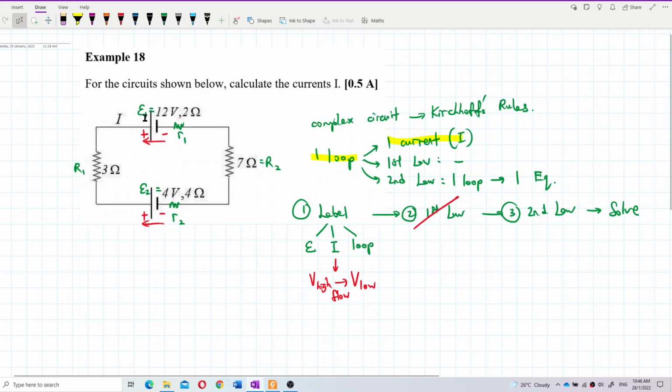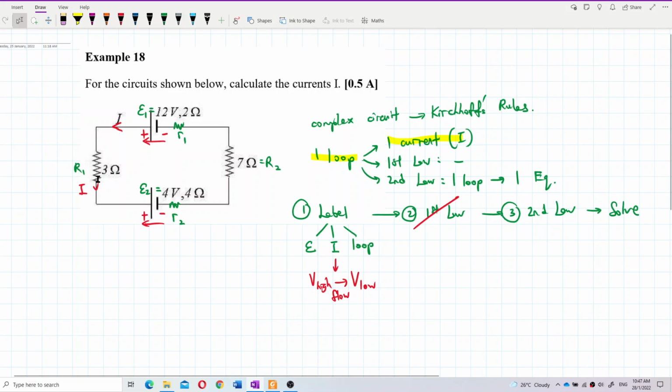So I can say that the current normally follows the bigger EMF. The current direction always follows the direction of the bigger EMF rather than the direction of the smaller EMF. So the current should flow in the direction of E1 instead of E2. Okay, so this is the direction of the current. It's being pushed even harder by E1, and then going through.